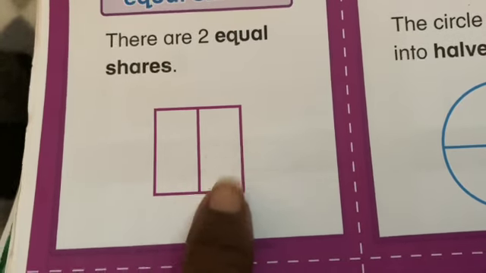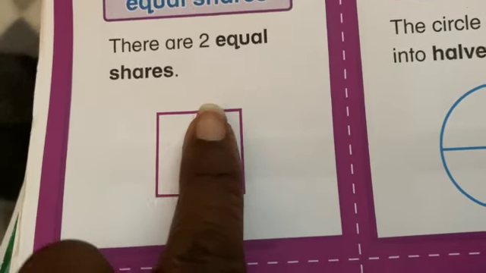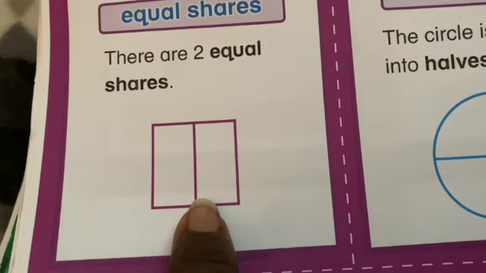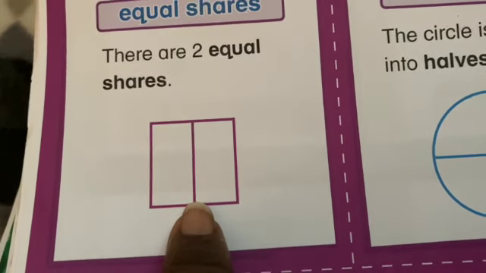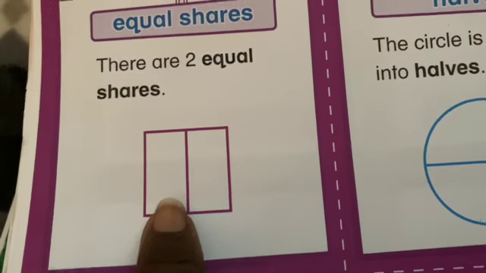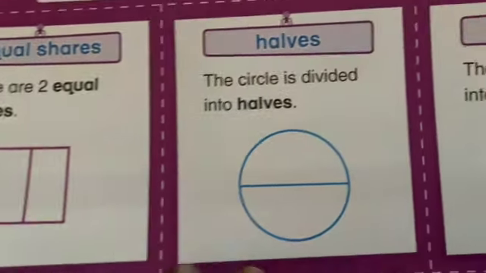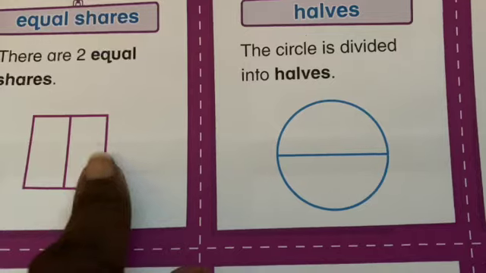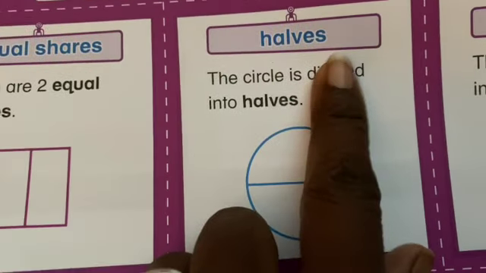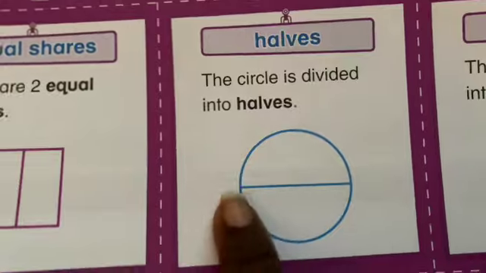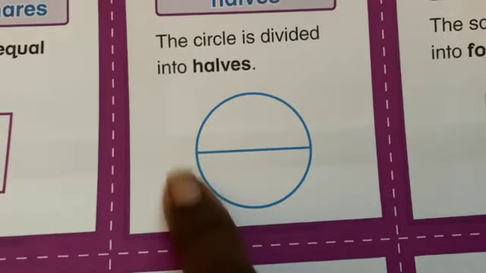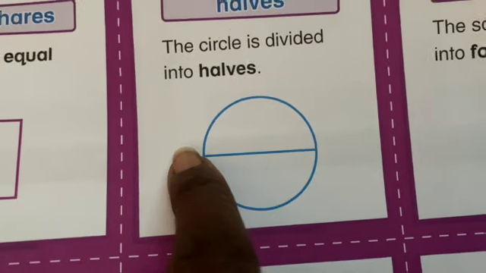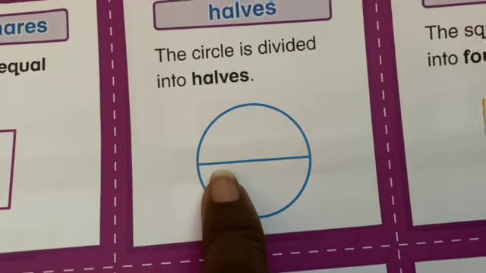So there's two equal shares, because if you don't have the line there, it would just be one, but with the line drawn between this piece, it represents two equal shares. Okay, half. So again, like this could be drawn in half, but it's two equal shares. This says halves. The circle is divided into halves. So a circle is round, okay, and you divide the circle by putting a line through it, creates a half.